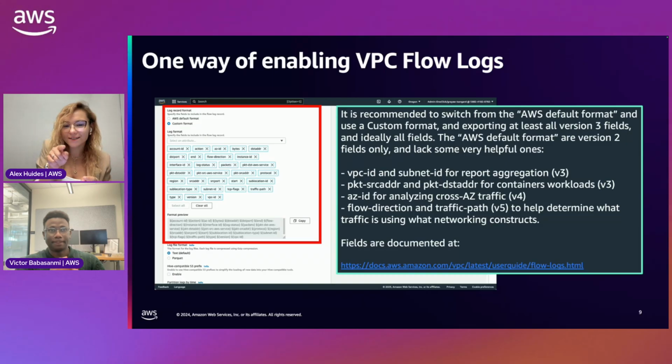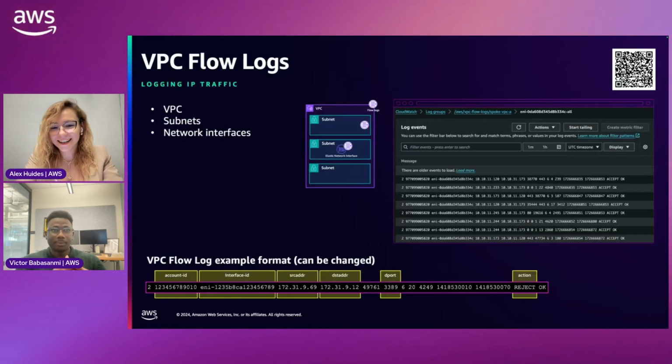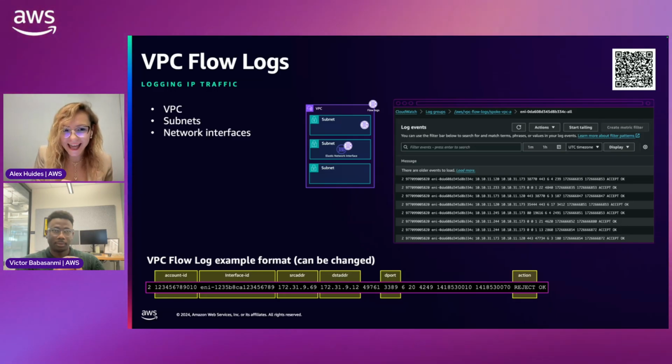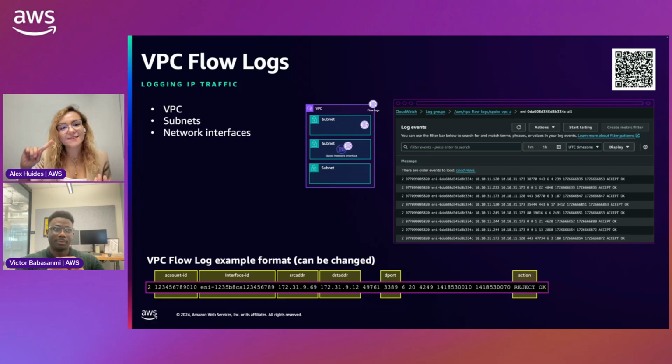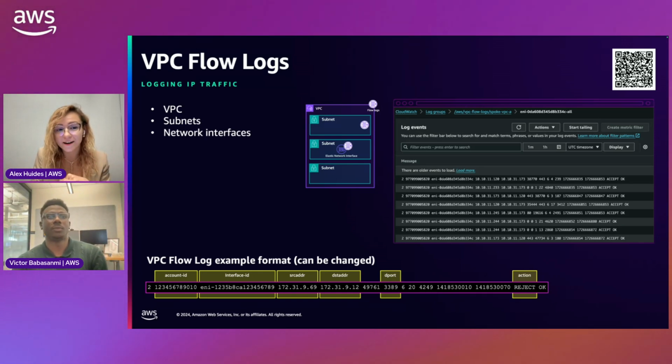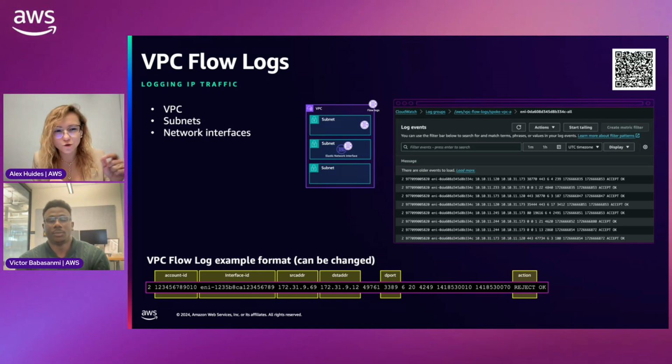Because Victor, if you want to go back one slide, if you look at this kind of field at the log entry, it's not necessarily extremely telling what is the actual application running on top of those IPs. Like I see traffic going between 172.31.969 and 172.31.912. Great. But what is that application? Is it a database? Is it an EC2 instance? So you do need to do some correlation work there. And those additional fields for ECS are super useful.